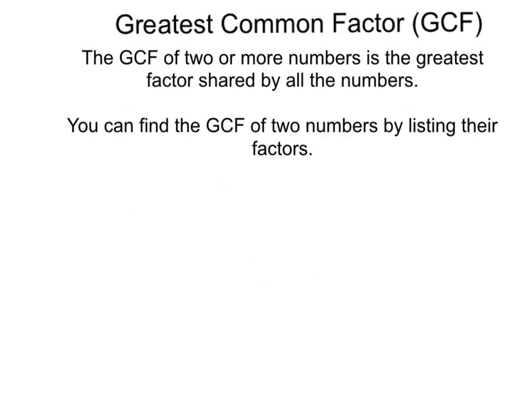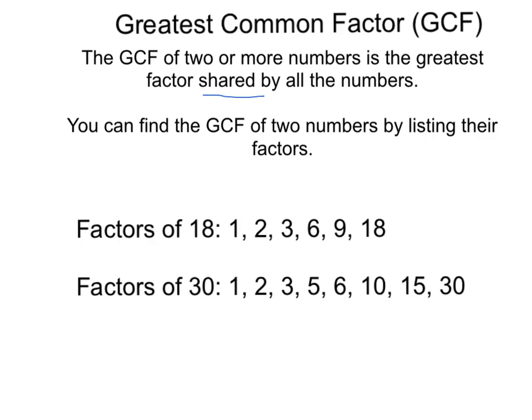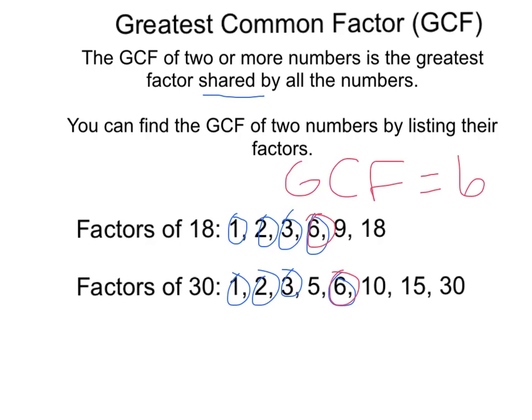Now let's talk about greatest common factor, or GCF. The greatest common factor of two or more numbers is the greatest factor shared by all the numbers. You can find the greatest common factor of two numbers by listing their factors. So let's look at those numbers again. 1 is shared, 2 is shared, 3 is shared, 6 is shared. So we want the greatest common factor, so the biggest number they have in common is 6. So the GCF of these two numbers is 6.